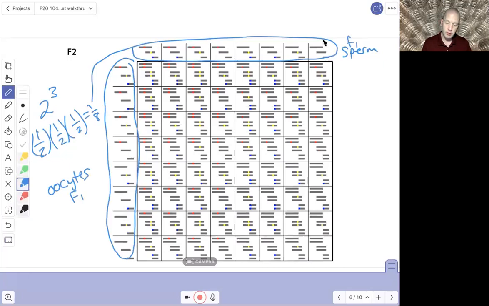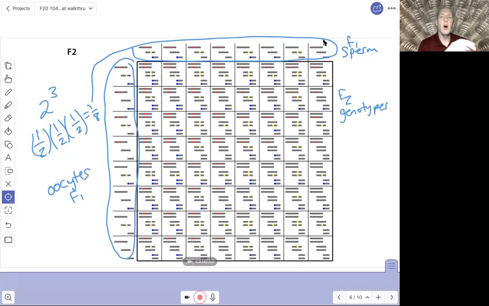So the square itself contains all of the possible F2 genotypes. And it's important to point out that some of these genotypes are identical. So it's not that there are 64 different possible genotypes. For example, this genotype, homozygous red, heterozygous yellow, homozygous blue, is exactly the same as that one. So there is some redundancy in this table.